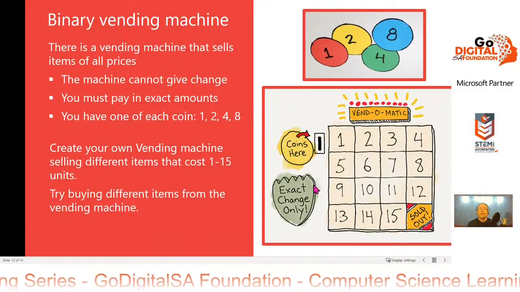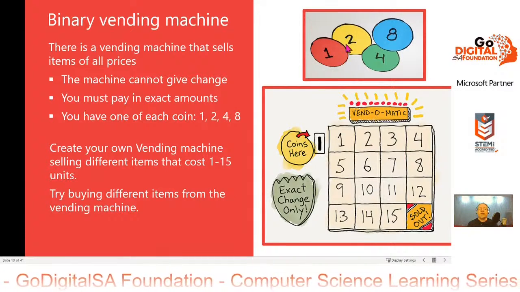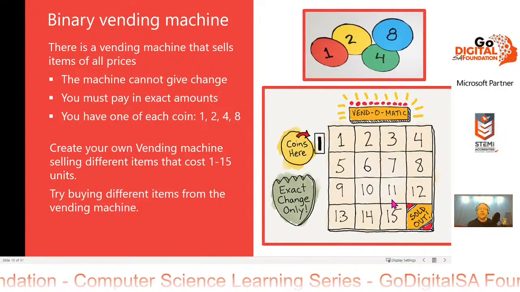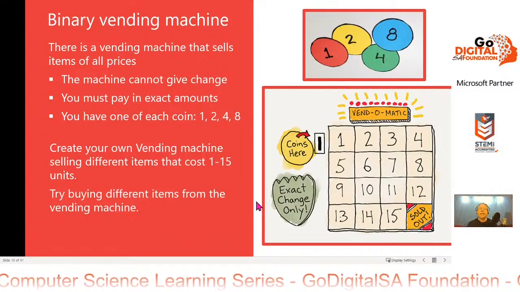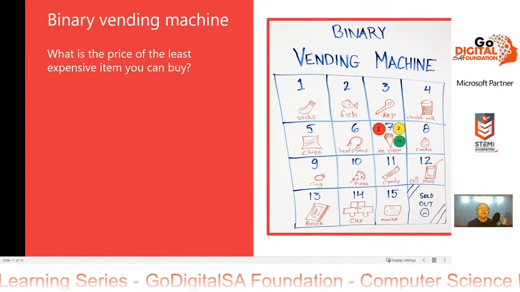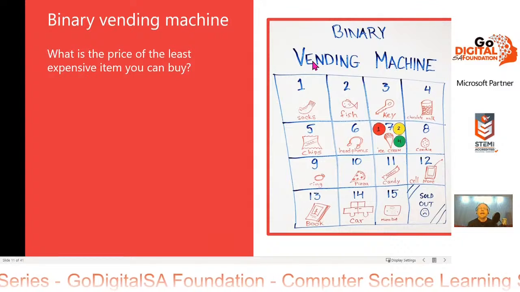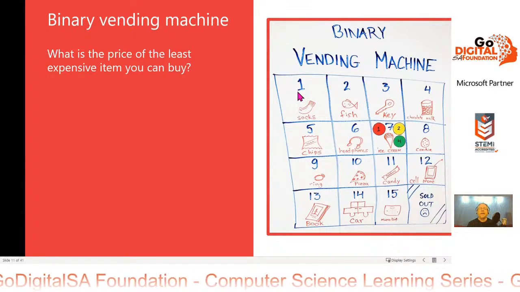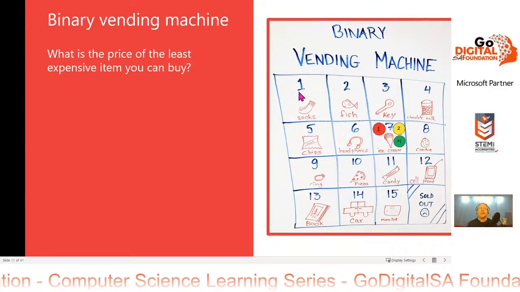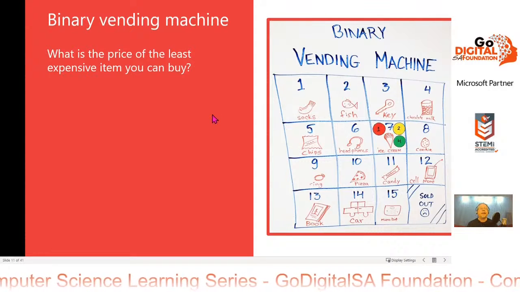We're going to have a make-believe vending machine where you can put in these coins. These are the only coins you've got. You have to see how to make up each of these numbers. So what is the price of the least expensive item you can buy? That's going to be 1 unit. So this item here is 1, so you use your 1 unit coin.